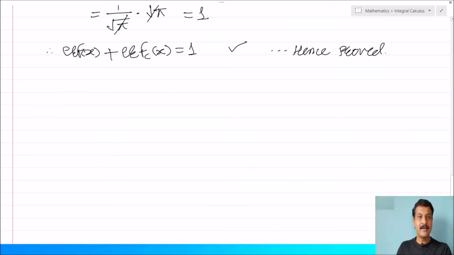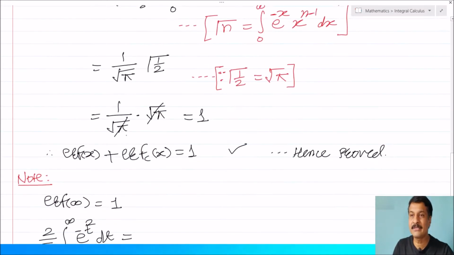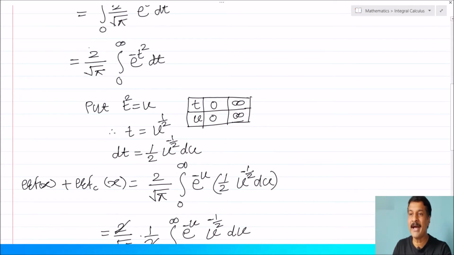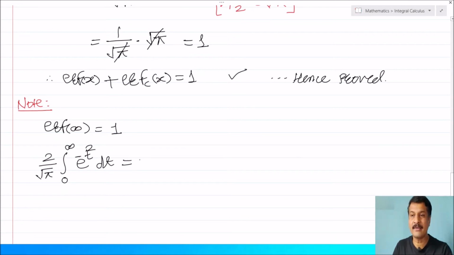So note that by using this property, one can write a note as error function of infinity equal to 1. How? By definition, error function of infinity is nothing but 2 by root pi integration from 0 to infinity e raised to minus t square dt. And you know what is the value of this? You can see here, once we have 2 by root pi integration 0 to infinity e raised to minus t square dt, by solving this way I am getting that is equal to 1.